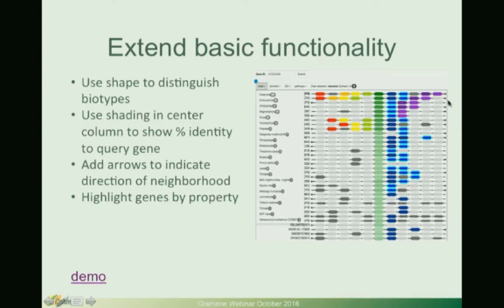And we added arrows on either side of the neighborhood to indicate when a whole neighborhood was flipped in order to keep the center genes in alignment. We also are able to, given the set of genes that come out of the query for the neighborhoods of all these orthologs, count features that occur in this result set, and you can filter and highlight. You can highlight the genes by these properties.